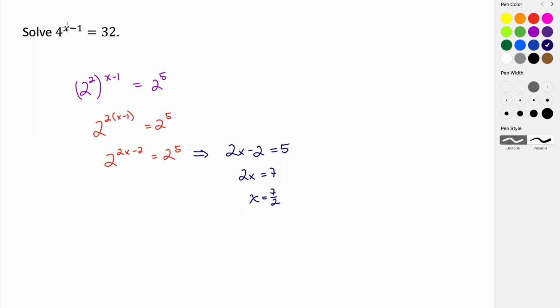So if we plug 7 halves back in, that should give us the solution to this exponential equation.